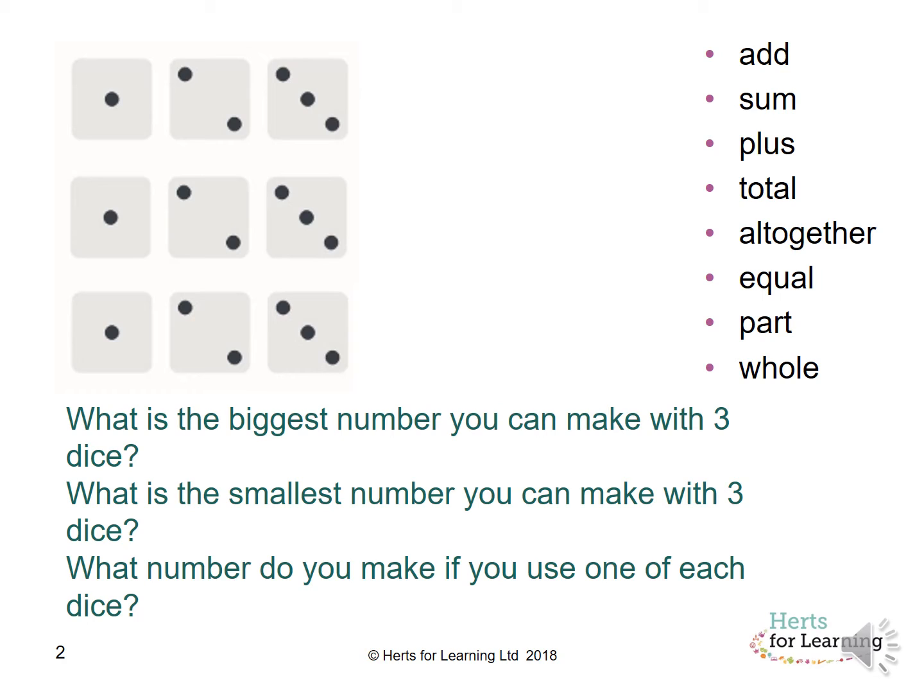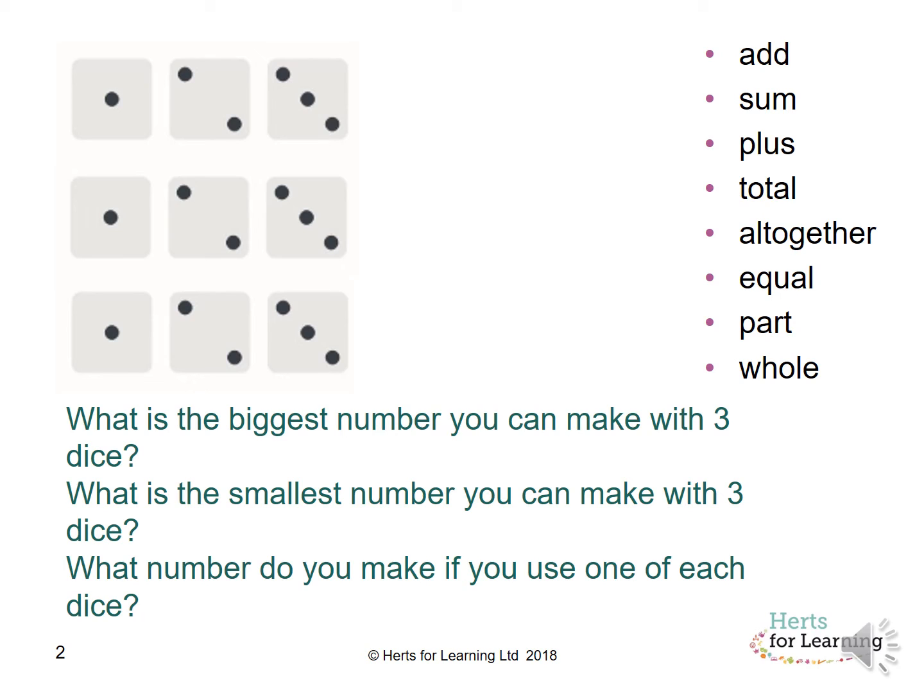So if we ever have a question like this where it wants you to find the biggest amount using a few different dice or number cards, you need to think which are the biggest ones. So you need to use the 3 biggest dice to make the biggest number. So our biggest dice are the 3s. So we want to use all 3 of the 3s. And if we add 3 together 3 times, we get 9. So 9 is the biggest number we can make with 3 dice.